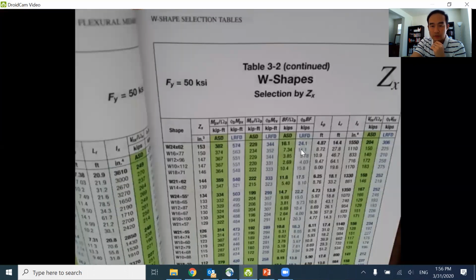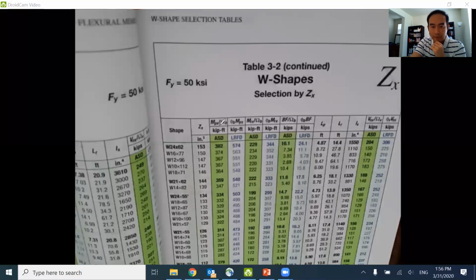So go back to this slide. This is Mp used in that equation. Here we have Mr, and then this is Bf. I'm just checking the values only for ASD now. So I'm going to write down the values here, and Lp, and Lr here. And actually, we don't need Lr anymore because Lr is already included in this Bf calculation. So let's see, W24 by 62: Mp over omega is 382, and Mr over omega is 229. Then Bf over omega is 16.1, and then Lp is 4.87.